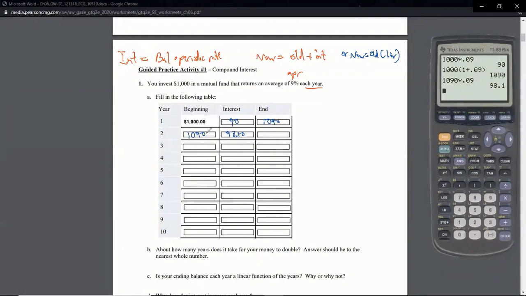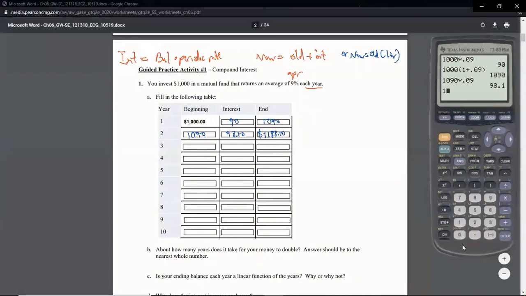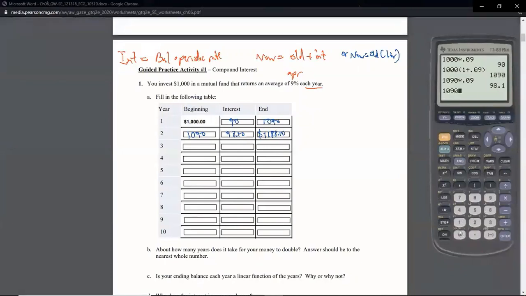If you add these two, 1090 and 98.10, you're going to get $1,188.10. The same as if you instead just took your previous balance, the old, times the growth factor, 1 plus 0.09. You still get that 1188.10. And that's this entire process.